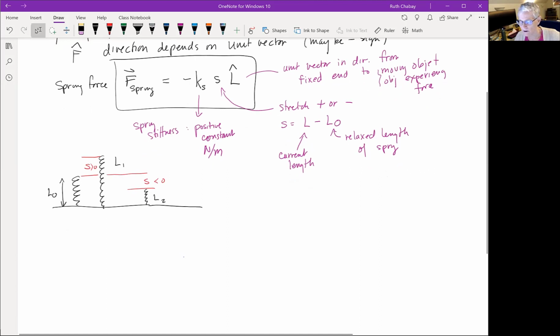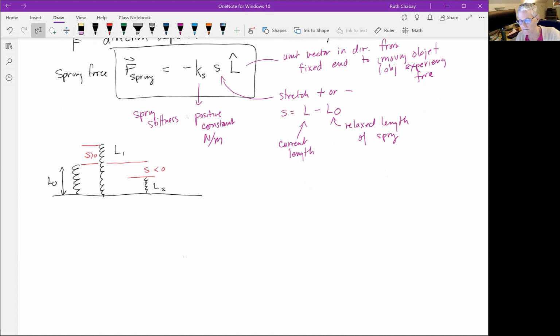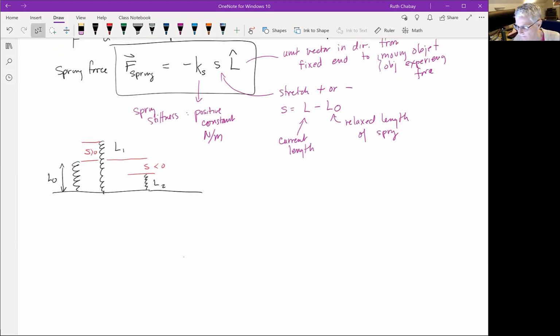Now, the unit vector is a vector that points to the end of the spring that's exerting the force on something. So in the situation we've drawn here, let's draw a situation where we've got a spring. Here's our floor. This is attached. We have a block sitting on top of the spring.